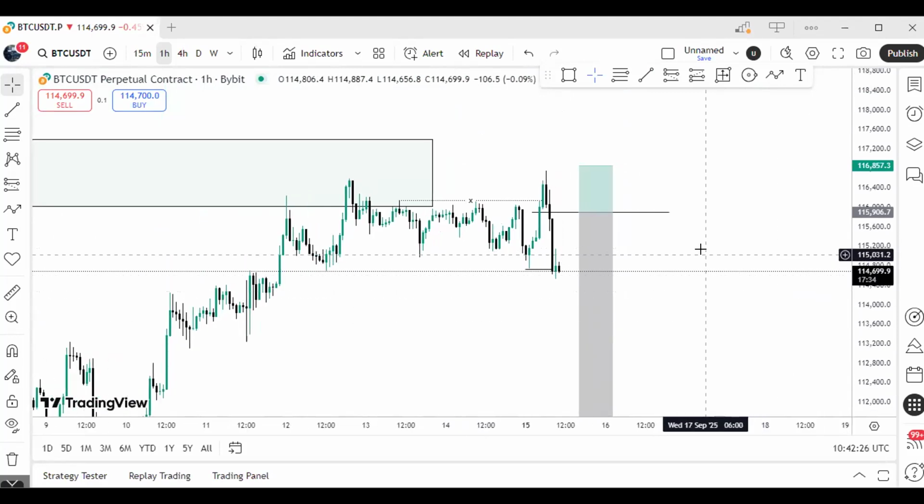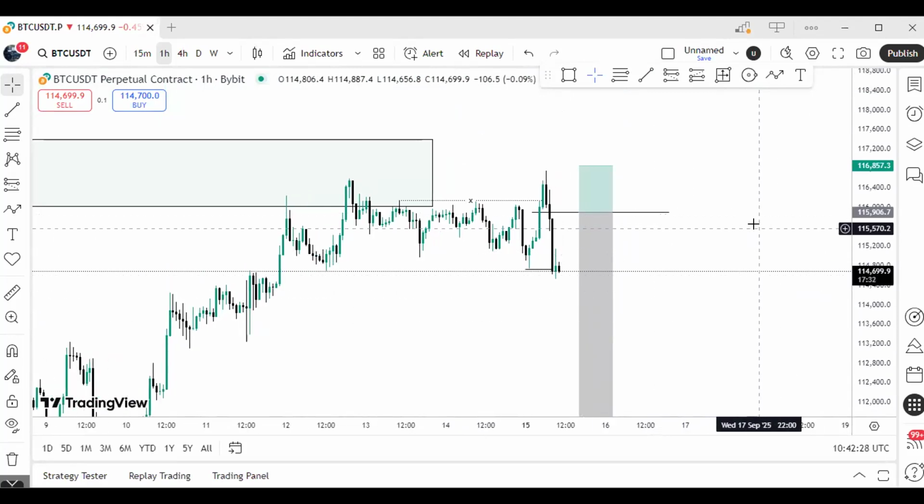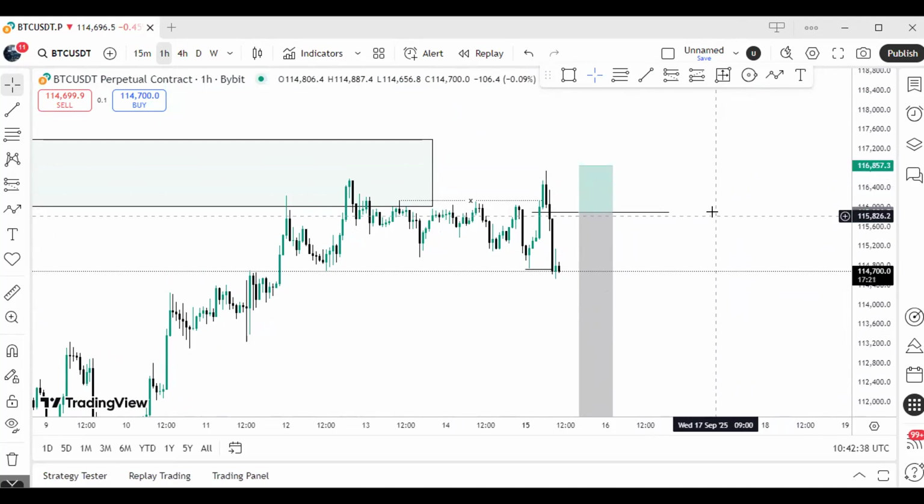All right. Then the entry is 115,906.7. The entry is 115,906.7. And the stop loss is 116,857.3. All right, so this is BTC USDT.